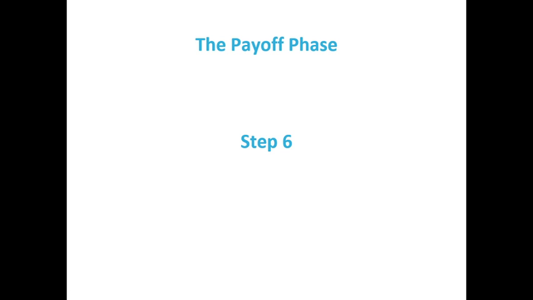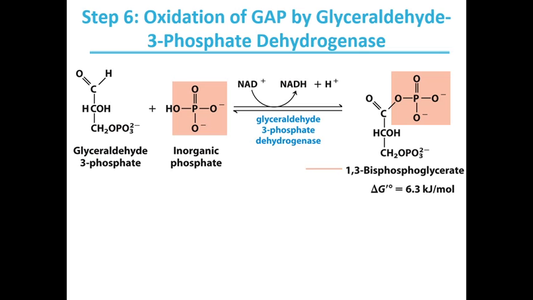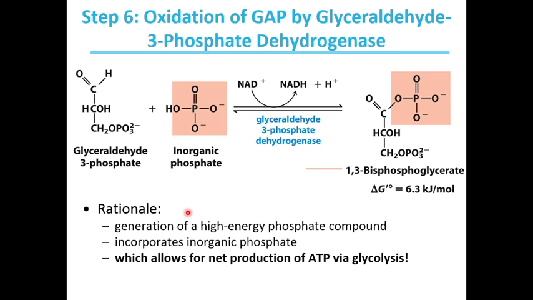Let us enter the payoff phase, step 6 of glycolysis. Step 6 of glycolysis involves the conversion of glyceraldehyde 3-phosphate to 1,3-bisphosphoglycerate. This reaction is catalyzed by the enzyme glyceraldehyde 3-phosphate dehydrogenase, or GAPDH. This enzyme uses inorganic phosphate as another reactant and NAD+ as a cofactor. The rationale for this reaction is the generation of a high-energy phosphate compound.